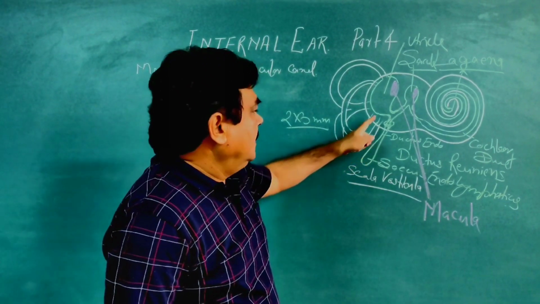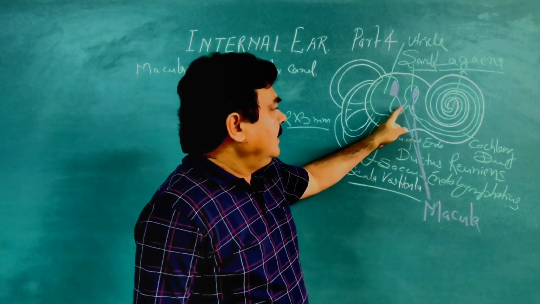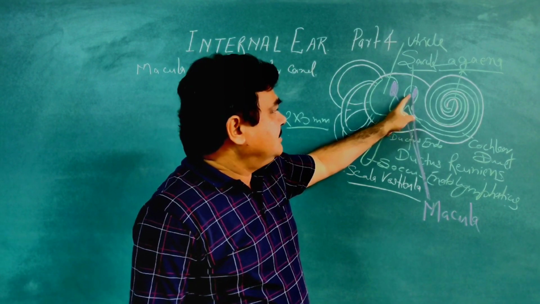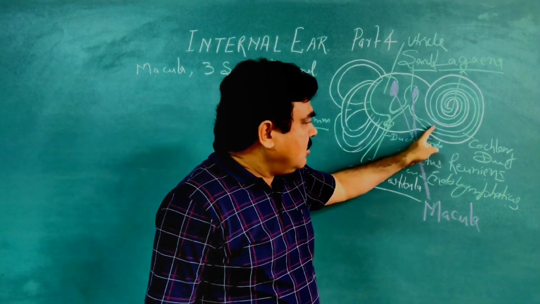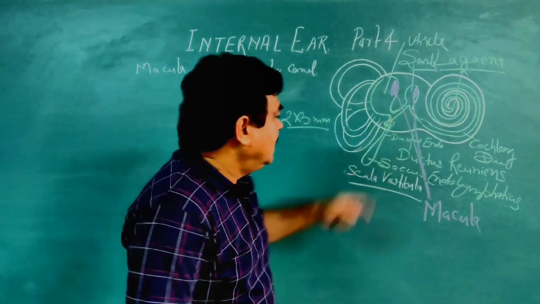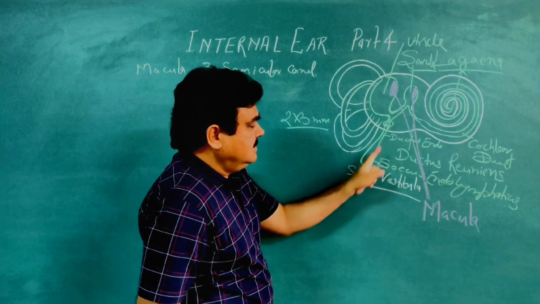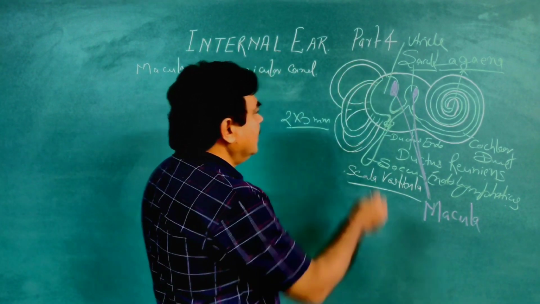So first of all, 3 semicircular canals. Here you have seen, this is membranous labyrinth, this is saccule, utricle, here is cochlear duct, and here is ductus endolymphaticus, saccus endolymphaticus. We have 3 semicircular canals.